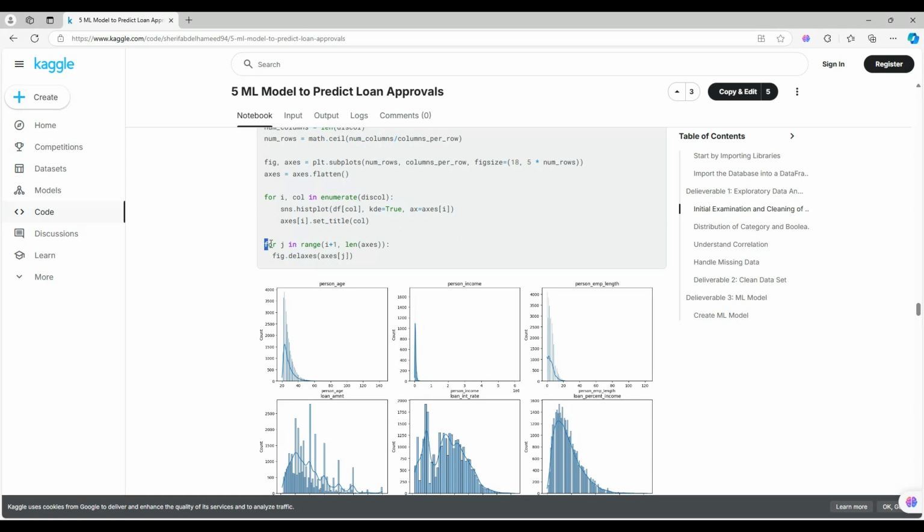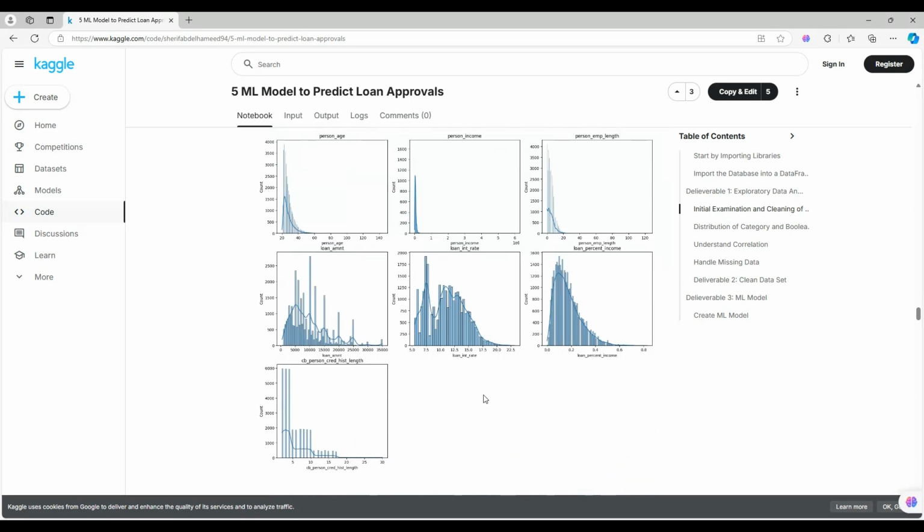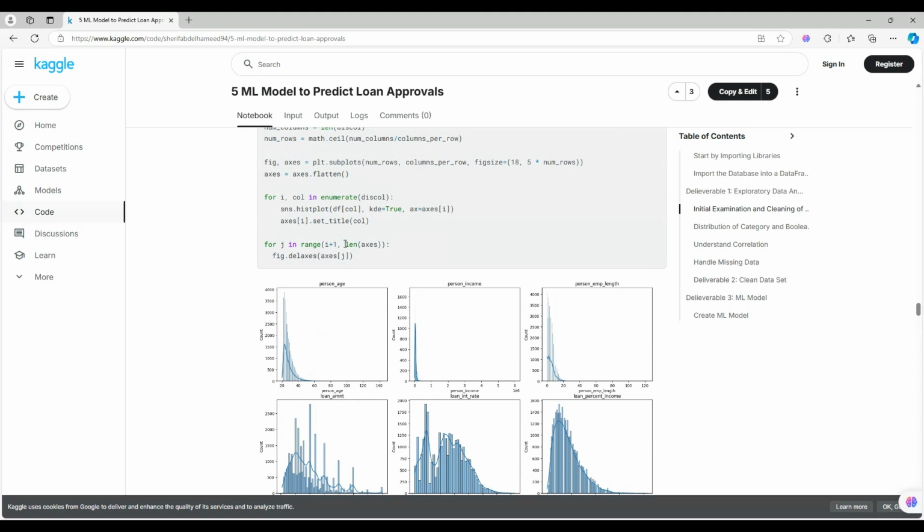And this for loop is just to delete the existence of any other columns, so you don't get these x and y axes, even though they're empty. So this takes care of that, the delaxes function.